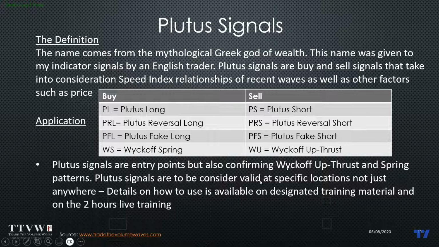So Plutus signals are entry points, but also confirming Wyckoff upthrust and spring patterns. Plutus signals are to be considered valid at specific locations, not just anywhere. Okay? So you might see Plutus signals on the chart, but you need to know how to read them and which are valid. Because if it was that easy, I would have created a robot to trade every Plutus signal.